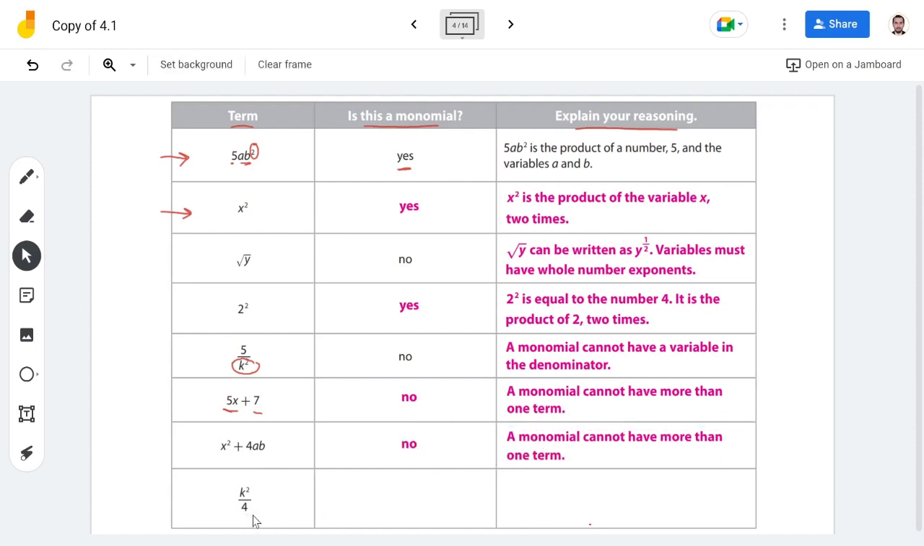Okay, the last one here, the denominator is 4, and this one can be written as 1 over 4 k squared. Is this a monomial? Yes, it's a monomial because it's just a normal number, which is a fraction, 0.25 times k to the power of 2. Okay, I hope this is clear.